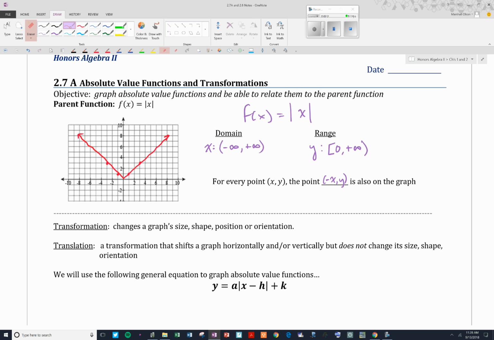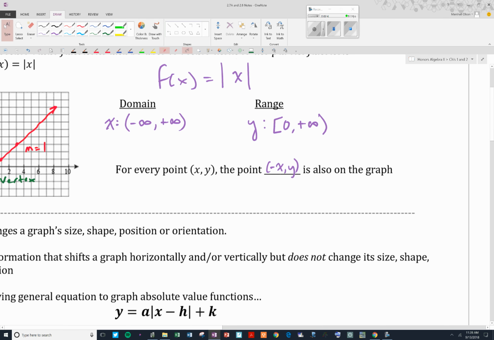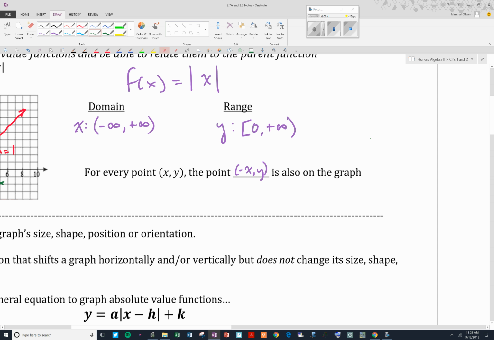The right side of that V of this parent function has a slope of 1, and the left side has a slope of negative 1. And we have what's called a vertex right here. (0, 0) is our vertex. A couple of good things to know. For every point (x, y), the point (negative x, y) is also on the graph.